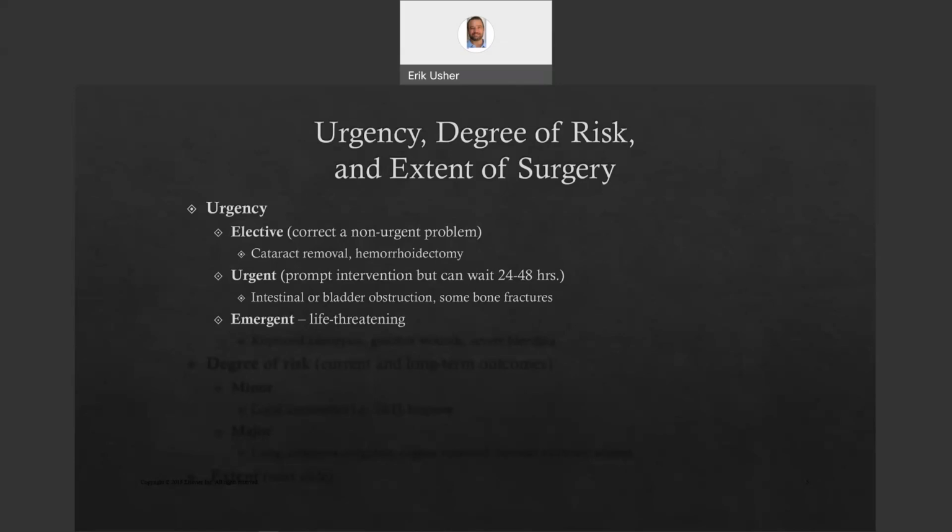And then finally, we have our emergent in the urgency category. And those are life-threatening emergencies. Those are gunshot wounds, severe bleeding, trauma, ruptured aneurysms. They need to go to the OR now. We also need to assess the degree of risk.